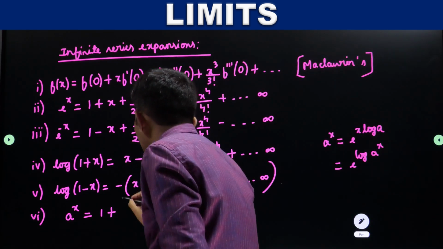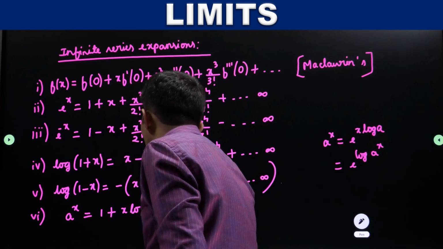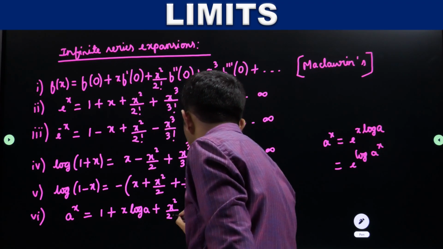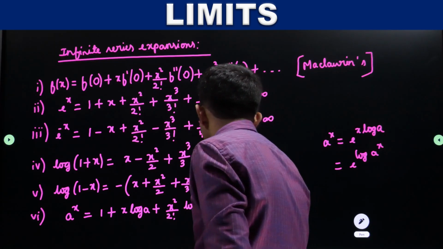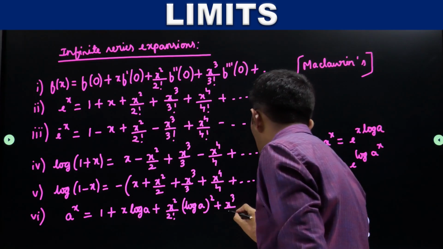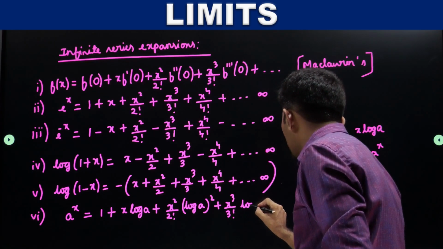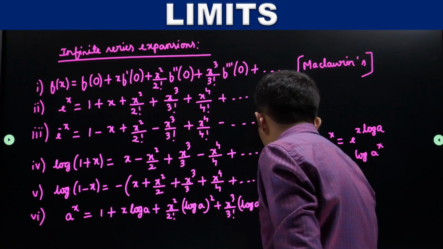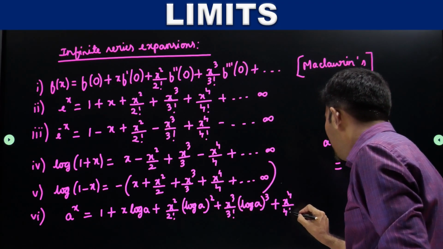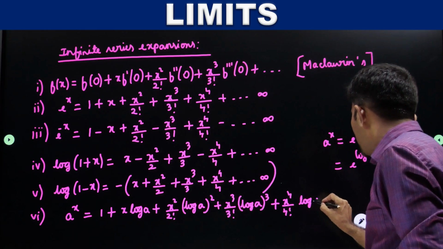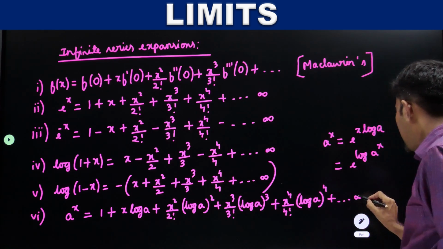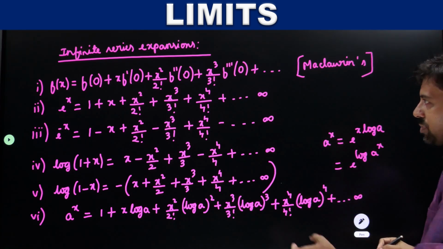So 1 plus x log a plus x square by 2 factorial into log a the whole square, plus x cube by 3 factorial into log a the whole cube. Like this it goes on. Expansion for a power x plus x power 4 divided by 4 factorial into log a to the power 4, etc., up to infinity. Okay, infinite series expansion for all these things.